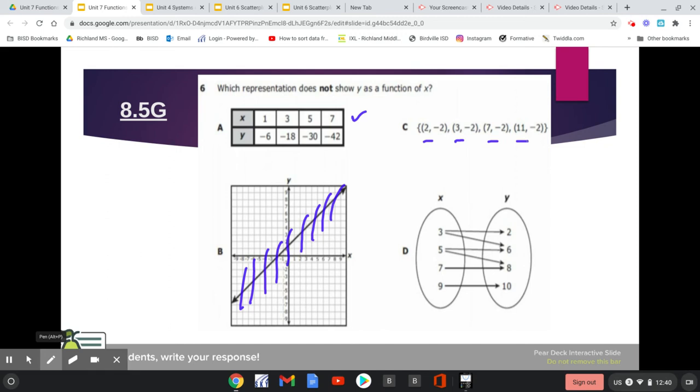So let's double check. So we have a 3 and a 2 and a 3 and a 6. So that doesn't work because the 3's repeat. So your answer would be D.